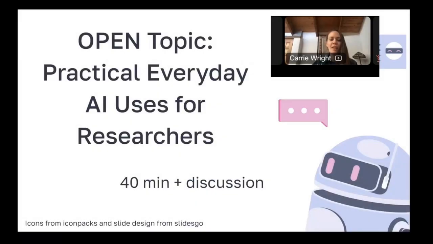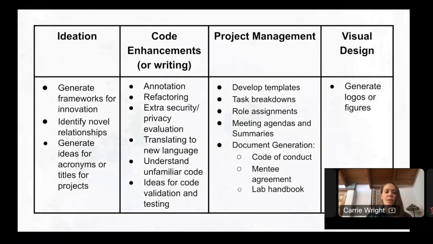Today, we're going to be talking about everyday AI uses for researchers. So a little bit of overview for general uses. It can certainly be helpful for ideation. From our group, we've had some people who've developed really useful tools that can help us to identify novel relationships. It can also be really helpful if you're trying to come up with acronyms or titles for projects. I've certainly done that. It usually doesn't quite get me there, but it gives me some more fuel for thought.